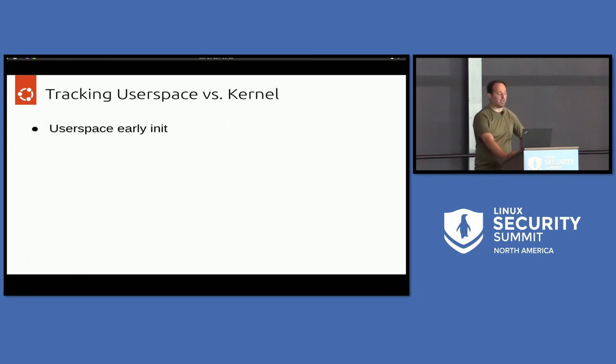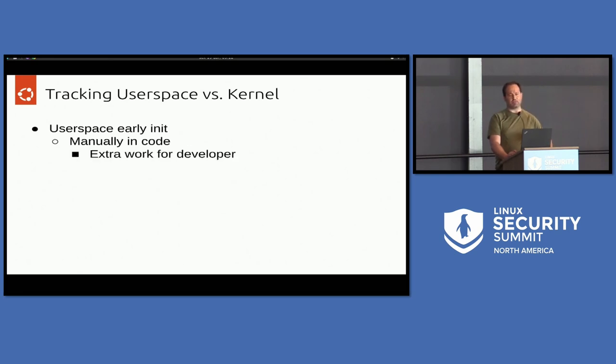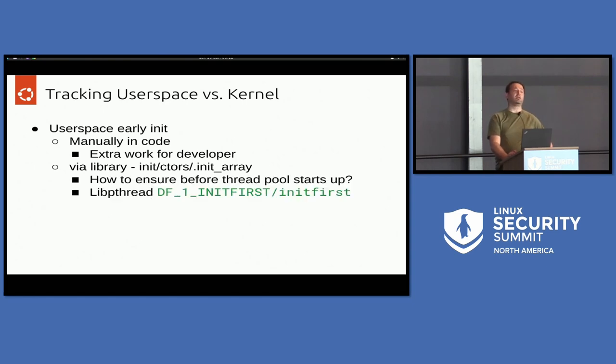We can fix that in a couple of ways. We can do it in user space, or we can do it in the kernel. In user space, with an early init, users could do it in manual code. We don't want the user to have to deal with that. The less work the programmer has to do, the better. We can do it via library with CTORs, init, whatever. The issue there is, depending on your threading libraries and your application, we can't guarantee something like that is going to run before a thread pool. But generally, it's pretty good.